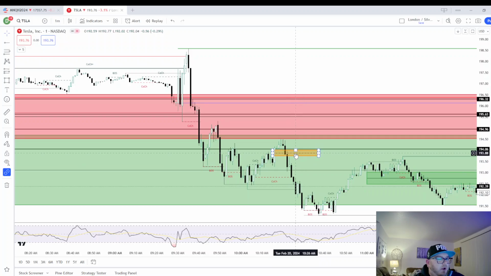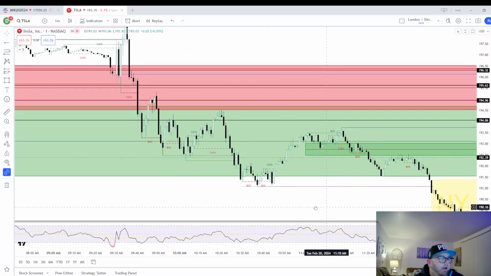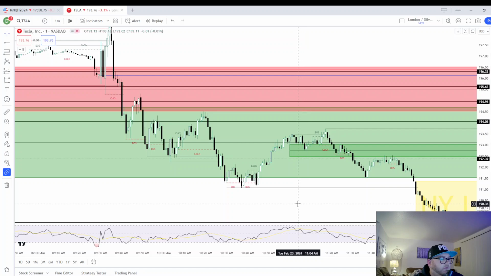Again, would have run from 193.88 down to a low of 191.08. So, $3 move ish or so would have been another nice scalp. Happened relatively quickly, right? 10:23 all the way to 10:37. So less than 15 minutes would have been a good scalp there. At that point, again, there's more entries.